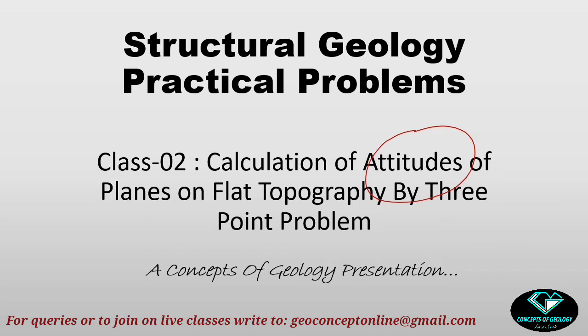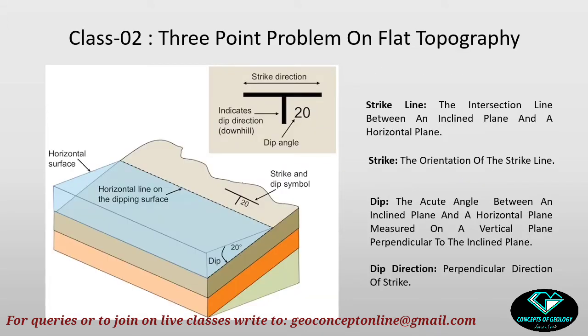Okay, so these are different types of planes, and we are going to find out the attitudes of that kind of planes, I mean the strike, dip and dip directions, in a flat topography by means of 3-point problems. Here one thing should be clear: 3-point problem means we will have data at 3 points, and by using those 3 data we will calculate the attitude of the planar structure. So let's begin. Before doing the 3-point problem, we will recall the definition of strike line, strike, dip and dip direction. That means the attitude of the plane.